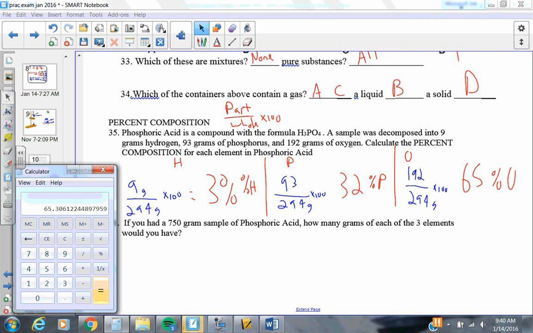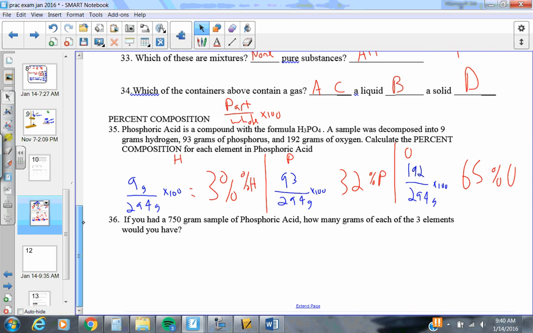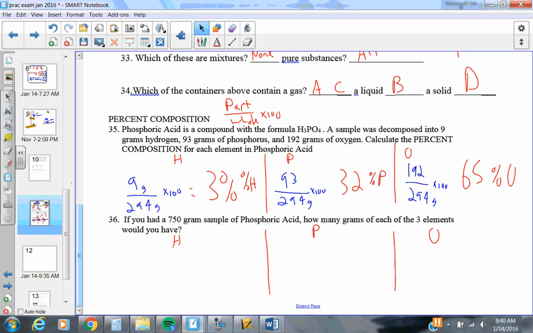A different way of looking at it: if you have a 750 gram sample of phosphoric acid, how many grams of each of the 3 elements would you have? Okay, we know that we have 3 elements. We've got to figure it out for H. We've got to figure it out for P. We've got to figure it out for O. I can kind of just extend this down. It's all based on the same numbers.